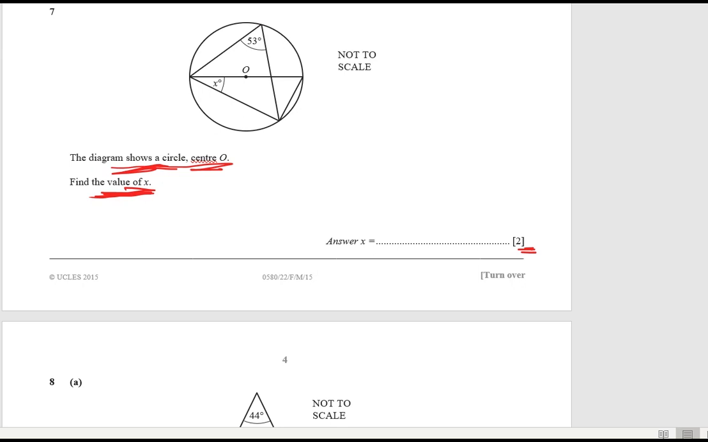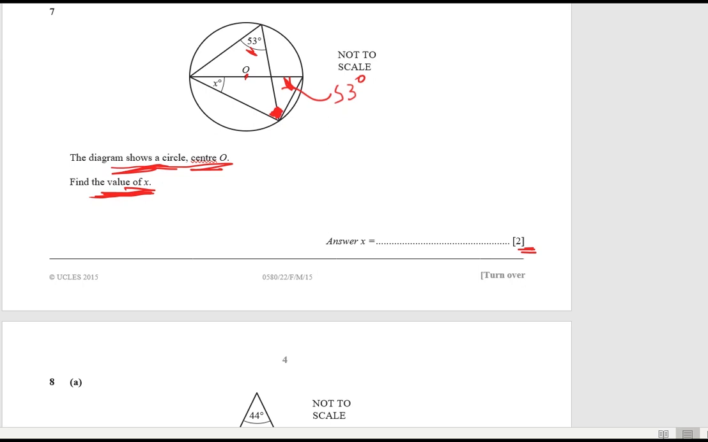Now, this angle here is 53. Where is the angle with the same arc? It will be equal to this angle, this one. Because of the same arc, this angle is also 53. As you know, if this is the center and this is the diameter, the angle facing the diameter is all the time 90 degrees. This is another property of the circle. So this angle is 90.